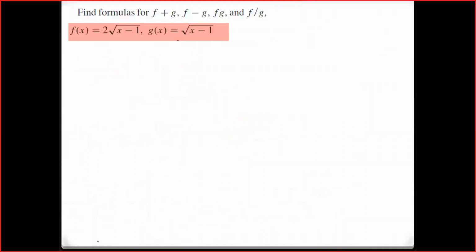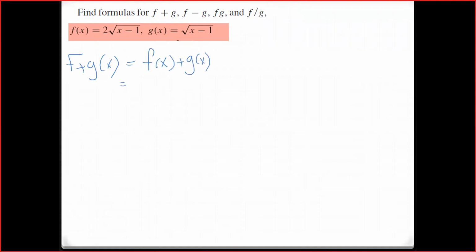Okay. Now, here, if you have these two functions, f of x equal to 2 square root of x minus 1, and g of x is square root of x minus 1, I want you to find f plus g, f minus g, f times g, and f divided by g. Let's start now with f plus g of x. It is f of x plus g of x.